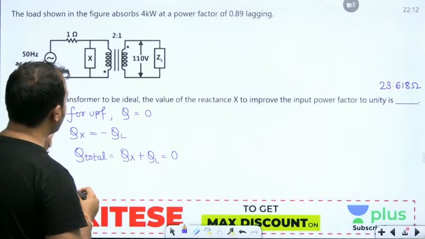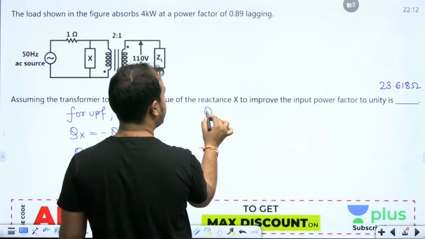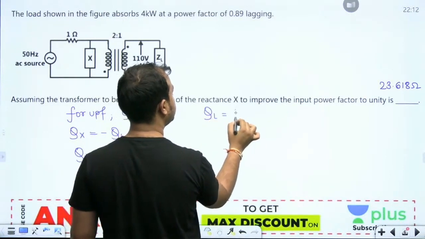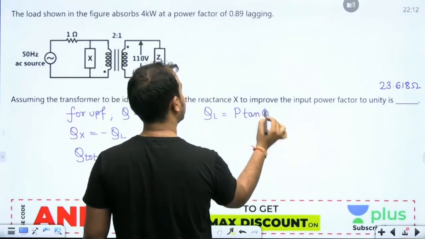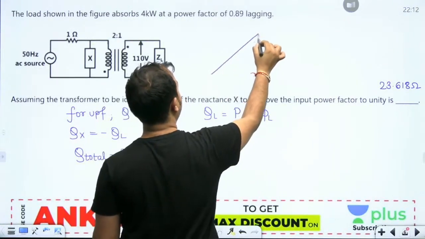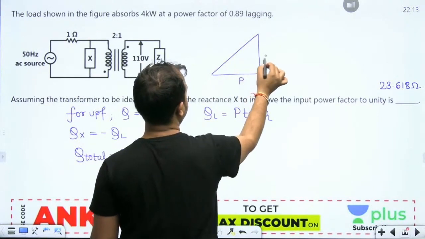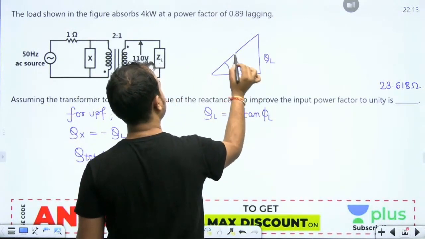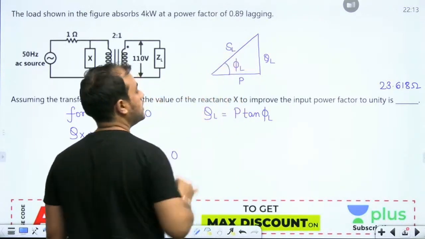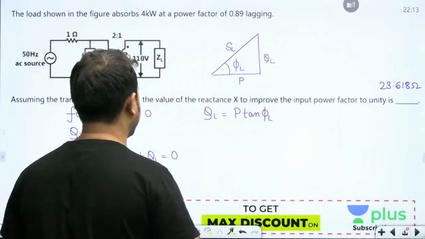Now guys, how to find the reactive power of the load? The reactive power of the load will be P tan phi. This I am writing based on the power triangle, that if this is P, this is QL and this is phi L, this is SL. Why am I writing P tan phi? Because the real power of the load is given.